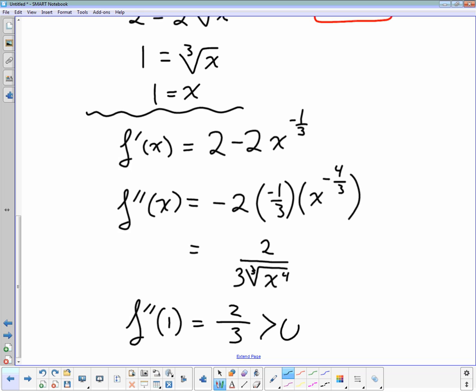Which is greater than 0. So is this guy caving? What does this guy look like at 1? It's a positive curve. It's concave up. We don't know if it's local or global. All I know is that it's a minimum. It could be the lowest point in the graph. It could be just another point.